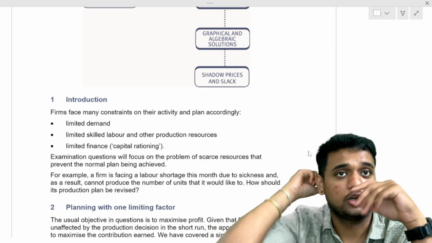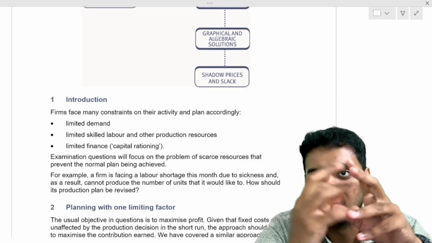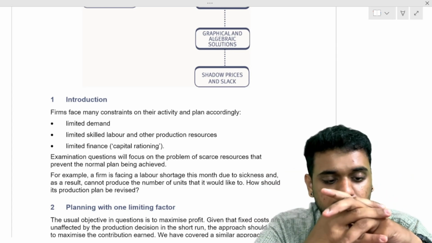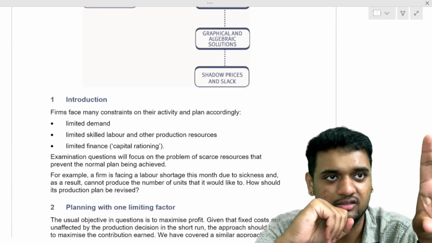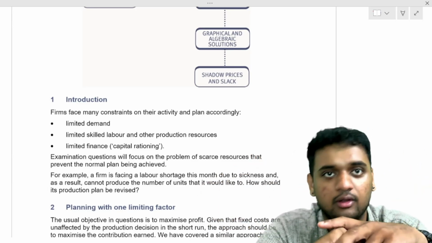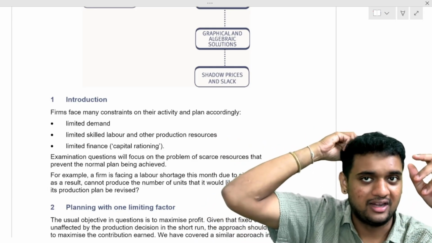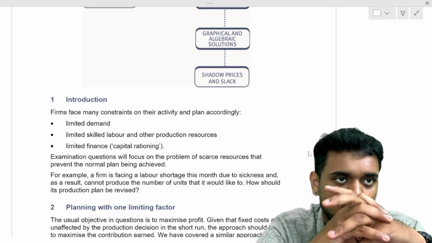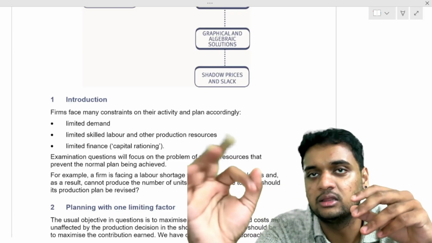Now we are going to see a chapter called planning with limiting factors. Before proceeding to this chapter, I will ask you a question. I have a shop. In my restaurant, we are producing two dishes: fried rice and momos. If I sell one plate of fried rice, I will get 150 rupees. If I sell one plate of momo, I will get 100 rupees. To make that fried rice, I need 70 rupees. To make momo, I need 30 rupees.